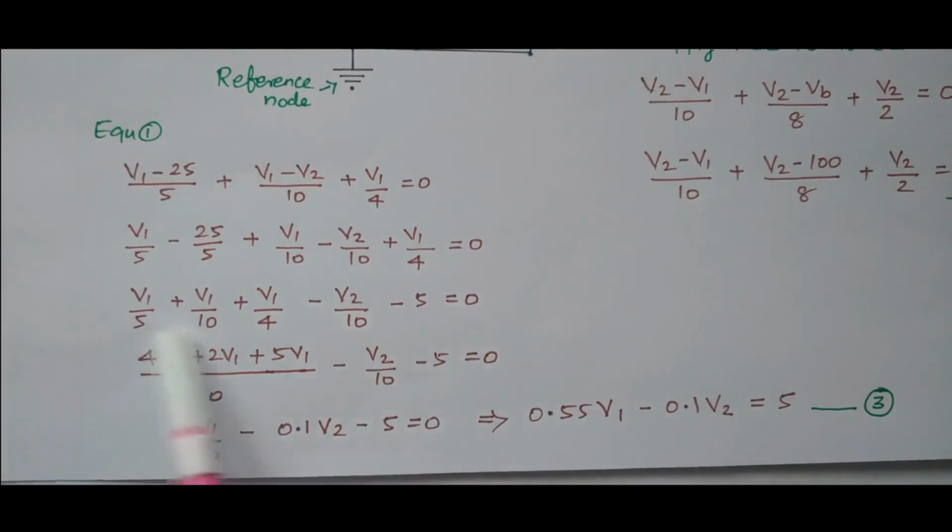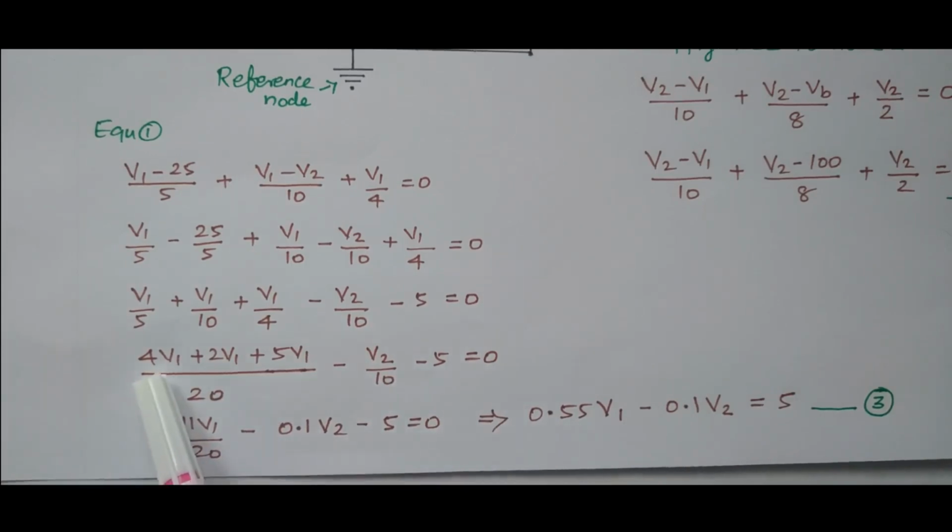Now we'll take the LCM for 5, 10 and 4. The LCM is 20. In 20, 5 goes 4 times, so 4V1. In 20, 10 goes 2 times, so 2V1. In 20, 4 goes 5 times, so 5V1. So this is normal simplification by LCM. Minus V2/10 minus 5 equal to 0.